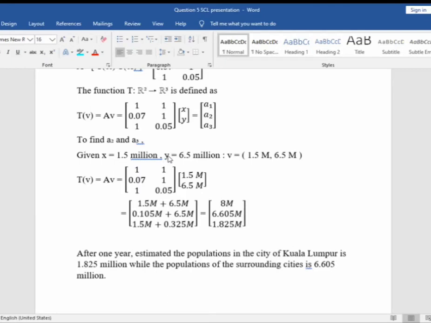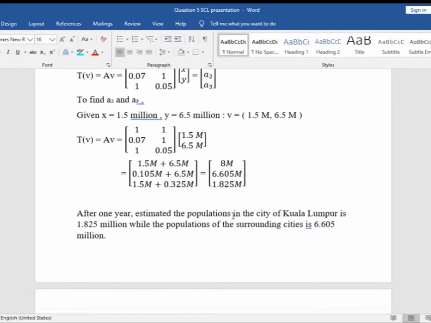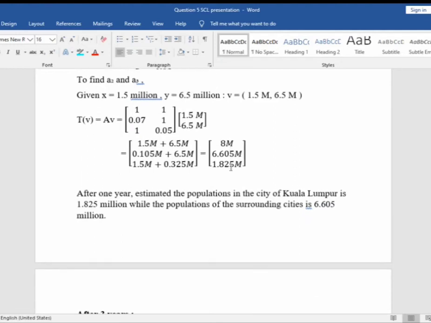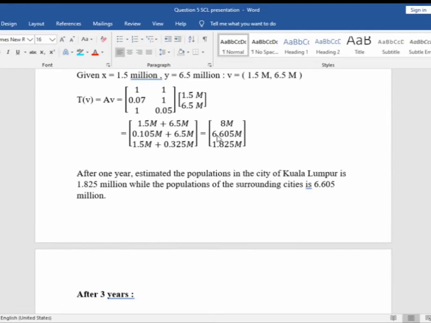So we see that the center is the same, so we can get a matrix with 3 rows, 1 column. We multiply 1.5 by the first column plus 6.5 multiplied by the second column, and we can get the answer, which is 8, 6.605 million, 1.825 million. So we can estimate that after 1 year, the population in the city of Kuala Lumpur is 1.825 million, while the population of the surrounding cities is 6.605 million.